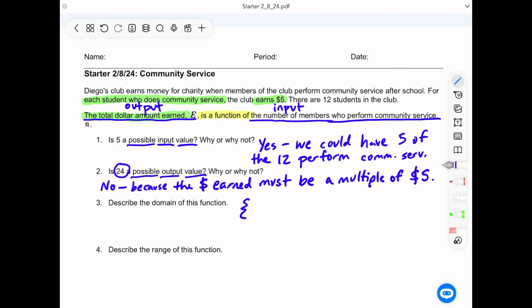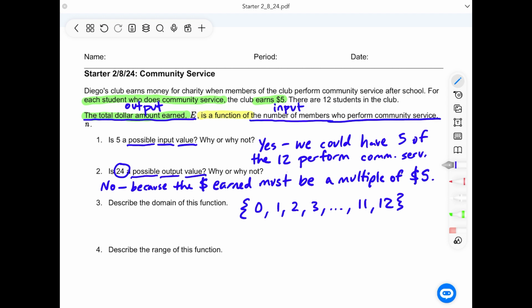We could list all the numbers of the domain, starting with the smallest, 0, then 1, then 2, then 3, and then I could keep going all the way up until I get to 11, 12. Right? This is one way you can list a domain. You could just tell what the values are for the inputs.